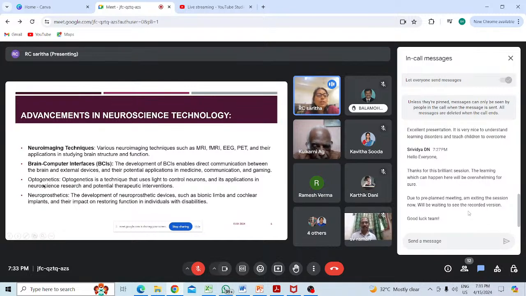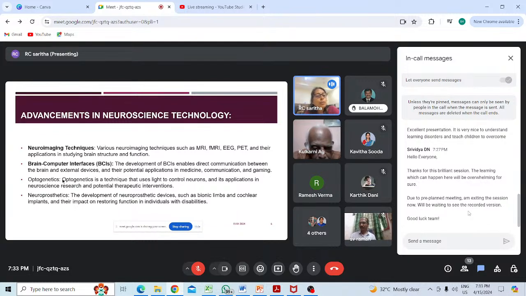And apart from that, there are two more things, like optogenetics. Optogenetics is a technique where light can be sent onto the brain, and it can control the neurons. Those applications will definitely impact research work in neuroscience, and they will also help therapeutic interventions.